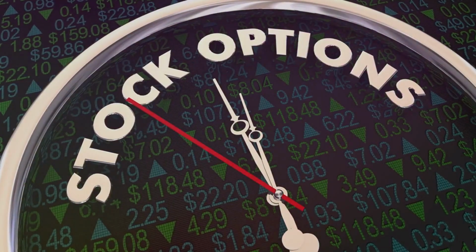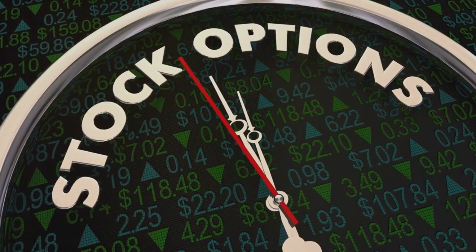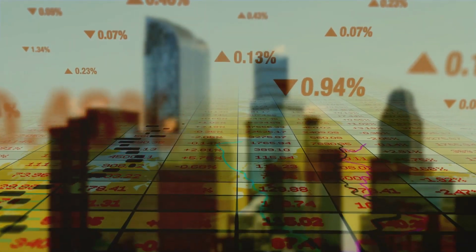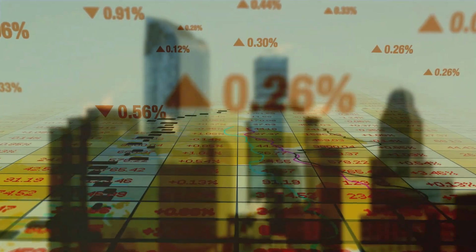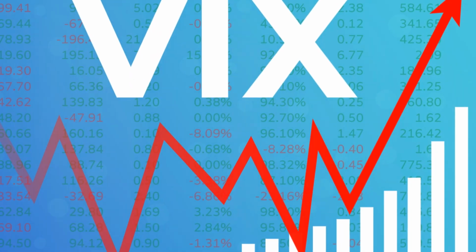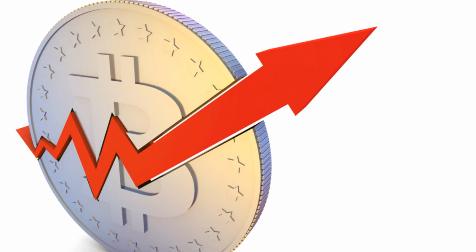Delta also estimates the probability of an option expiring in the money. For example, an option with a delta of 0.55 could be seen as having a 55% chance of expiring in the money. The lower the delta, the lower the likelihood the option will expire with any intrinsic value.